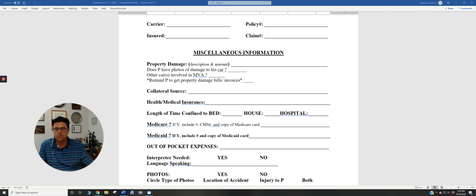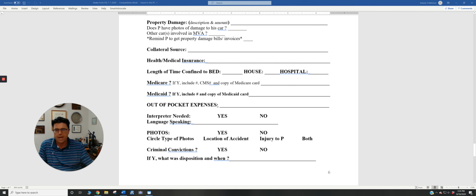And so we get into the length of time that you were stuck in your bed, in your house, in a hospital after the incident, also to show how the incident affected you. And this is important because it's usually what the defendants ask for in a bill of particulars, which is done after the defendants appear in the lawsuit. So we need that information. And then, whether you had out-of-pocket expenses, whether you need an interpreter, photos of the incident.